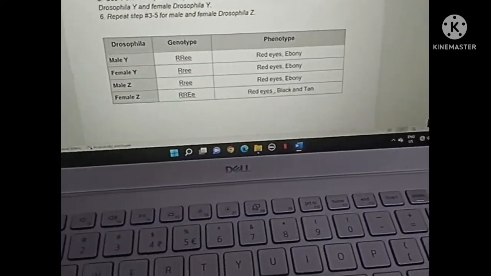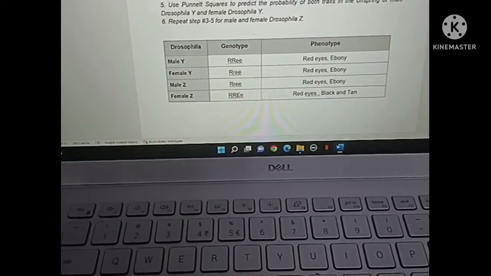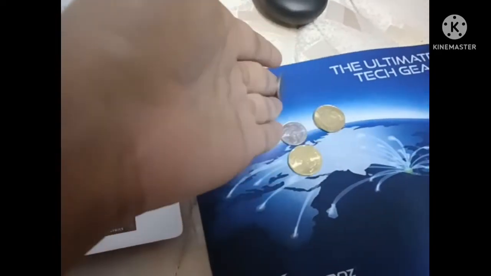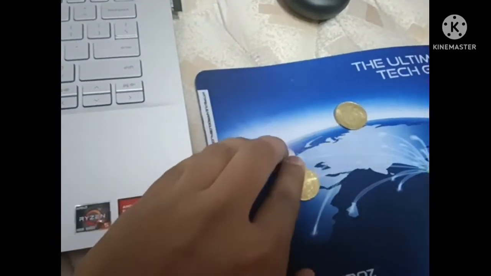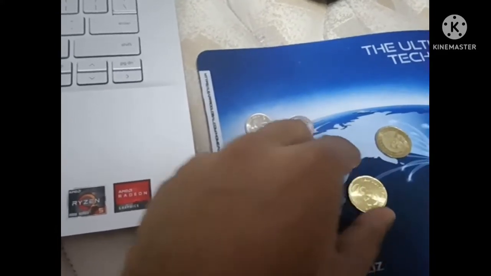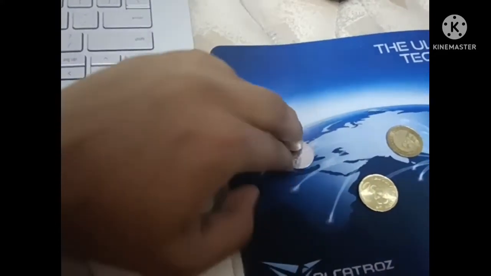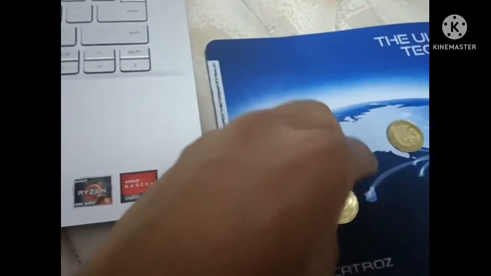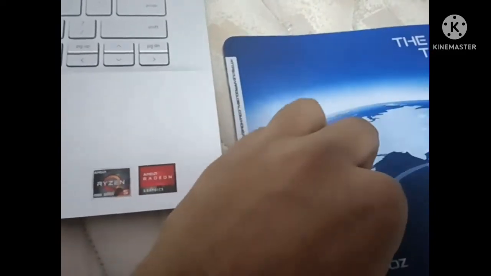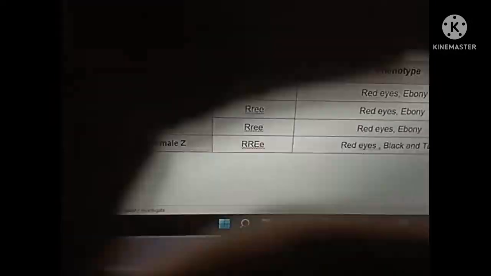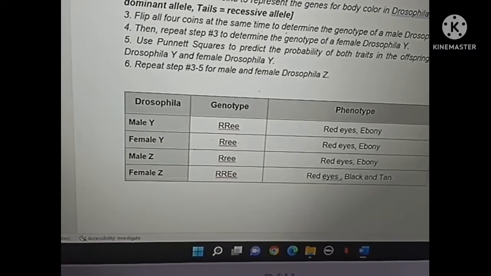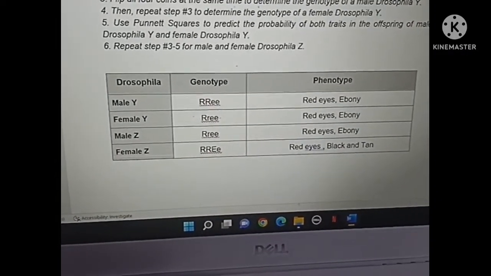Now I'm going to demonstrate the coin flip method to determine the Drosophila male Y. For that we need to flip the four coins at the same time. For the body color I get two heads, and for the eye color I get one head and a tail. So we have to put the genotype as RrEE. So the phenotype would be red eyes and ebony.